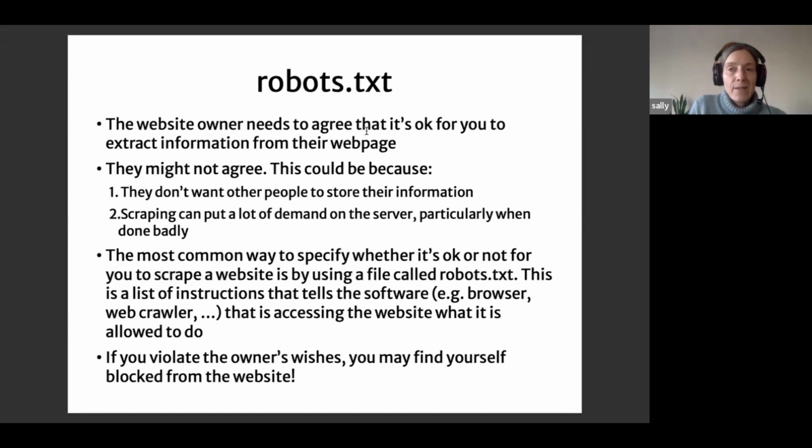So web scraping software, if you're using software to do this, will normally have options that will allow you to specify that it should look at robots.txt, and you always should. The main reason for that is if you don't respect the owner's wishes, you might find yourself actually blocked from the website. So in that case, you have no future access to the data that you were trying to get at all.